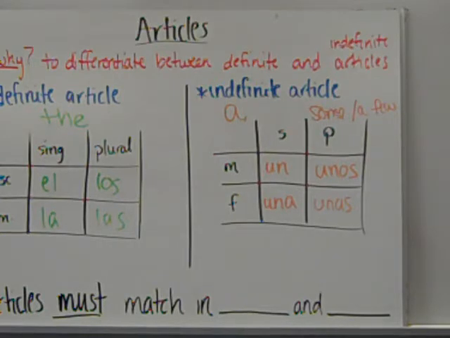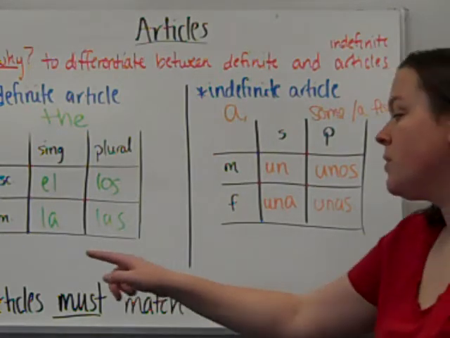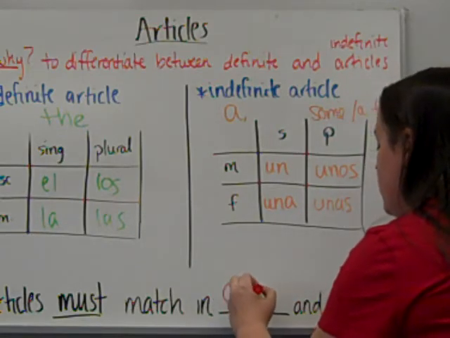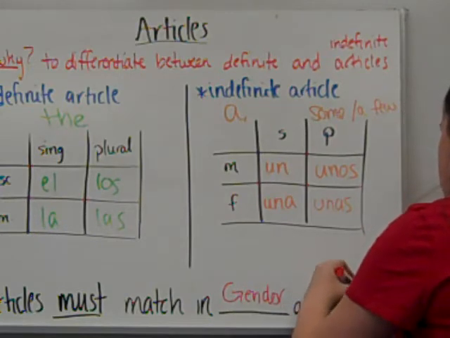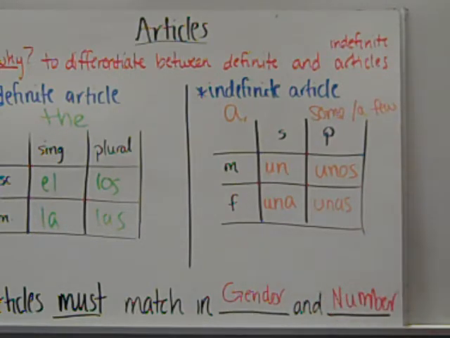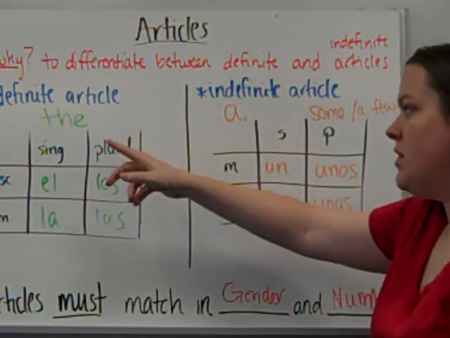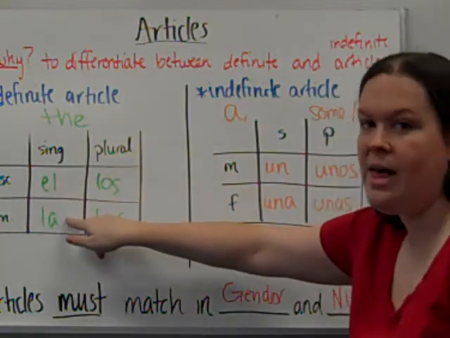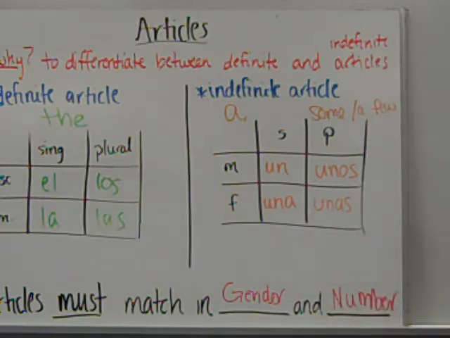And just like adjectives matching to nouns, articles have to match in, hopefully you remember, gender and number. Okay, so if your subject is feminine and singular, and it's a definite article, you want to say the whiteboard, you would say, so singular, feminine, la pizarra blanca. Or if it's over here, indefinite, and it's masculine and plural, instead of un lápiz, it would be unos lápices.